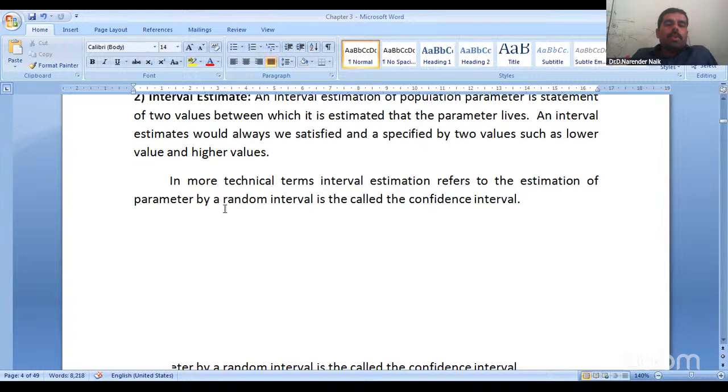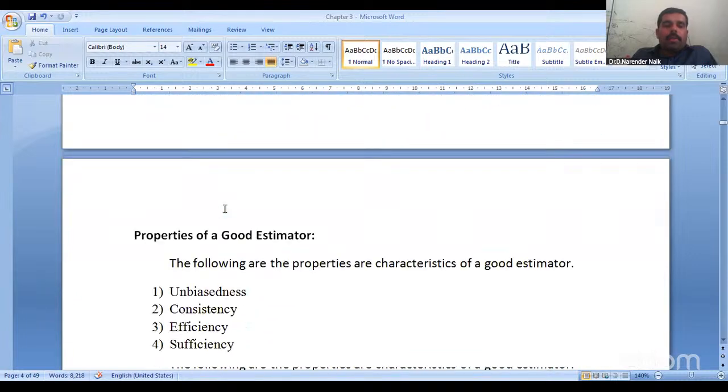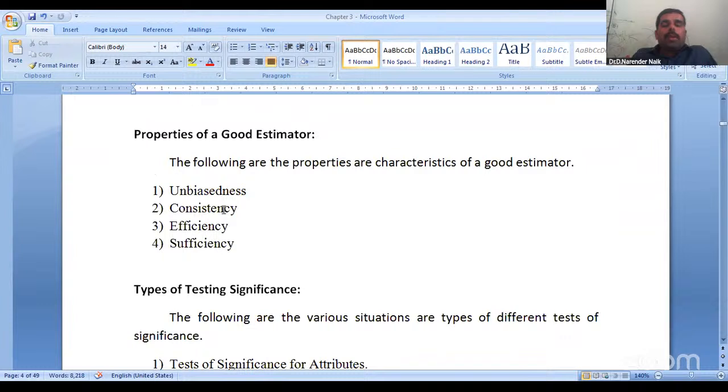Okay, so in more technical terms, interval estimation refers to the estimation of a parameter by a random interval, called the confidence interval. Okay, so now we are slowly entering into the problematic part here. The properties of a good estimator. The following are the properties of a good estimator: unbiasedness, consistency, efficiency, sufficiency.